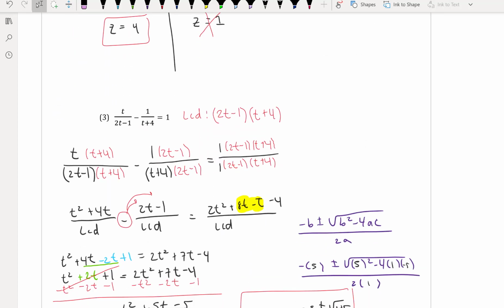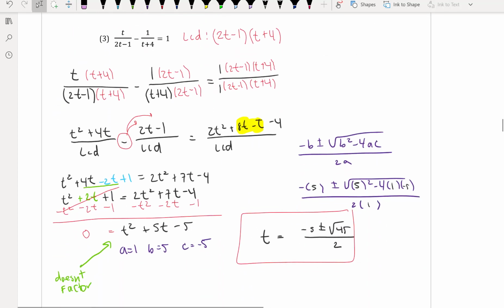For number 3, I had to find my LCD, and I had to use some of my strategies that I had used in the prior sections, which was fine. And then it didn't factor, so I had to use the quadratic formula. So I actually ended up getting negative 5 plus or minus the square root of 45 over 2. And believe it or not, I actually plugged that into my calculator and it worked out. And that is the end of this section.